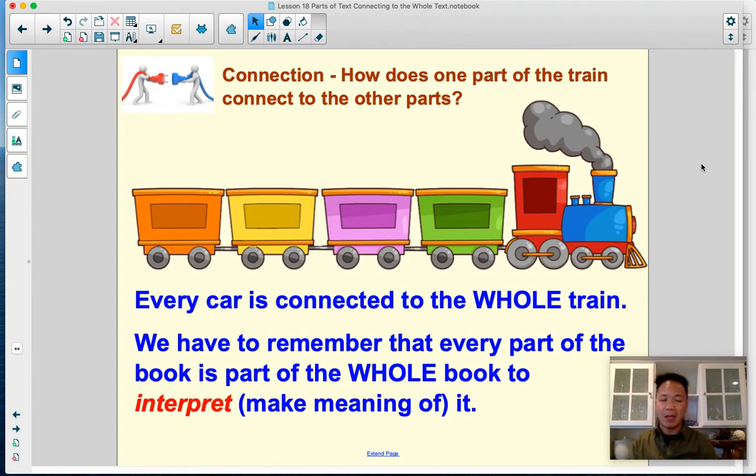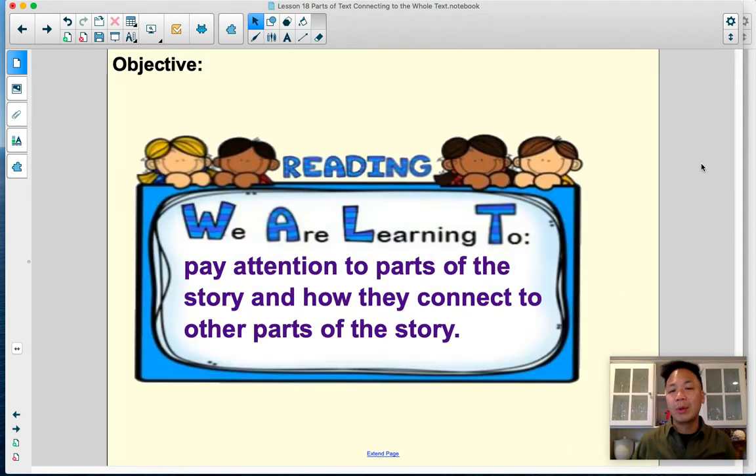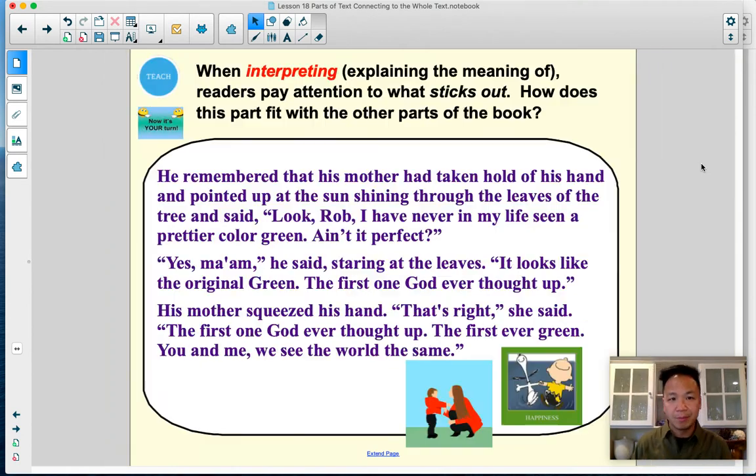Just like when we look at any part of a book, we have to remember that that part of the book is part of a much larger book, and they all fit together to make meaning out of it. Remember, an author is going to use every part of the book to say what they want to say. So we have to make sure we understand how that one part connects to the rest of the book. So today we are learning to pay attention to parts of the story and think about how they connect to other parts of the story.